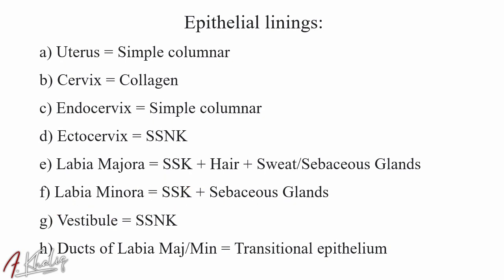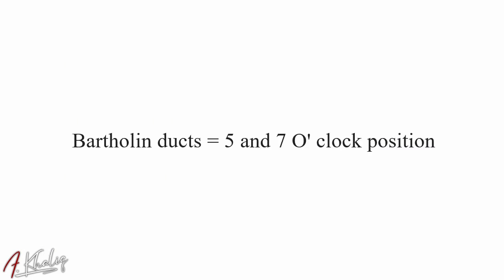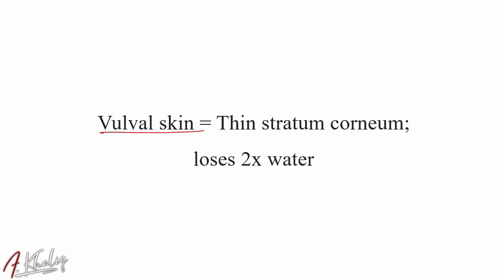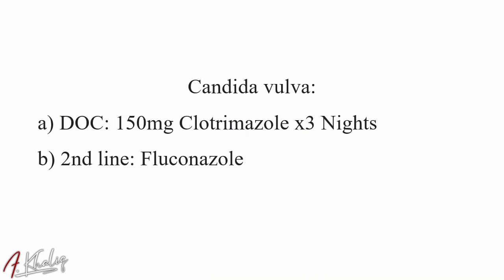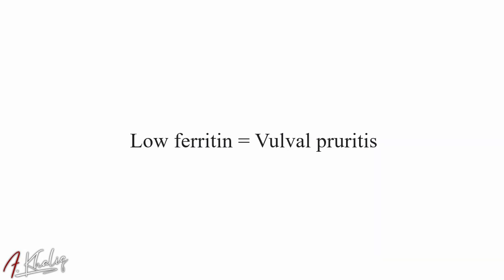In the vestibule, you have stratified squamous non-keratinized epithelium, while the ducts of the labia majora and minora are made up of transitional epithelium. Bartholin ducts are located at 5 and 7 o'clock position. The vulval skin loses twice more amount of water because of the thin stratum corneum. Now for the treatment of candida of vulva, you have drug of choice, which is 150 milligrams of clotrimazole for 3 nights, and the second line treatment is just the fluconazole. Now the itching in the vulva is associated with the low ferritin levels.